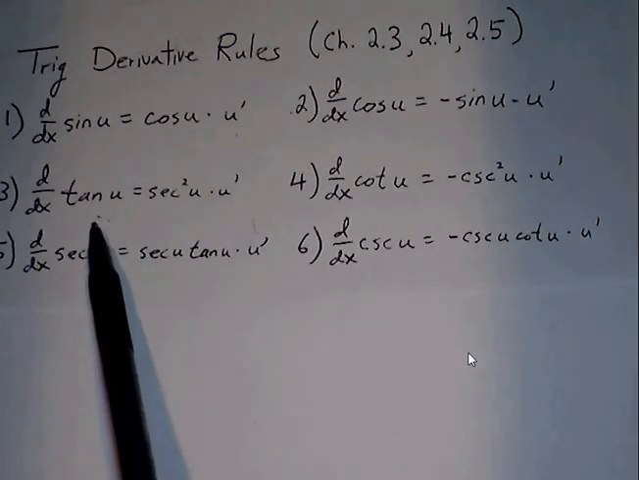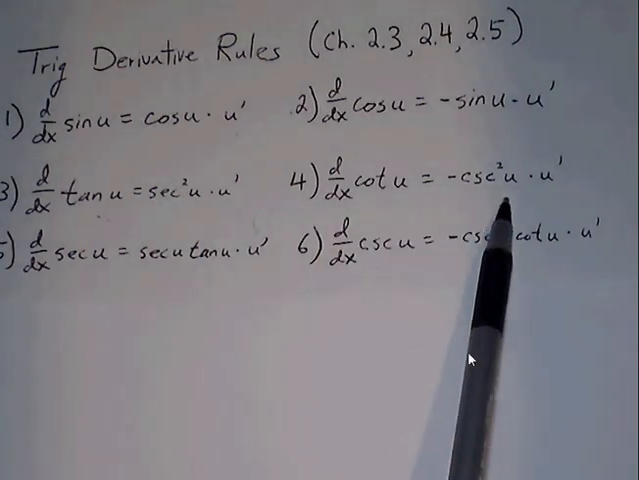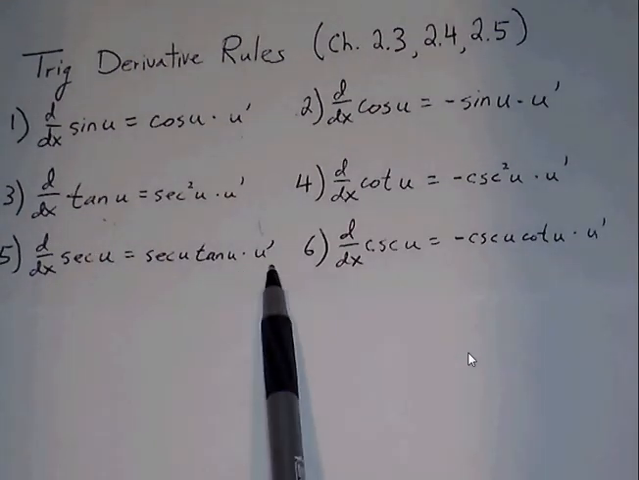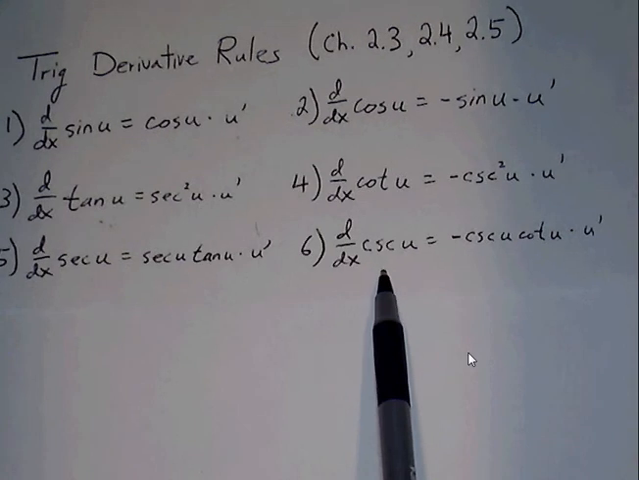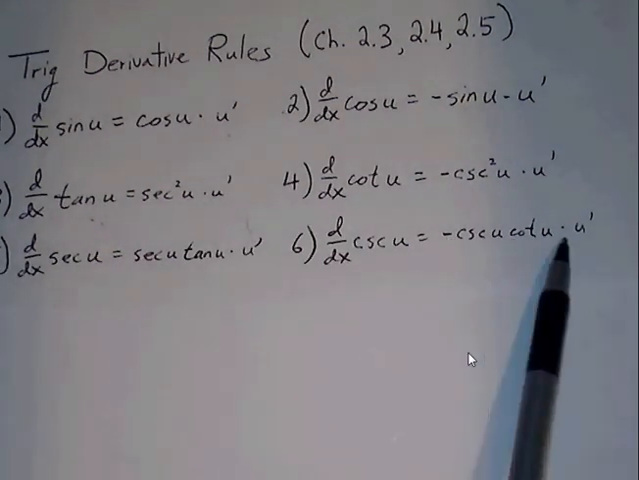The derivative of tangent of u is secant squared u times u prime. The derivative of cotangent of u is negative cosecant squared u times u prime. For secant, the derivative of secant of u is secant of u tangent of u times u prime. And the derivative for cosecant of u is negative cosecant of u cotangent of u times u prime.